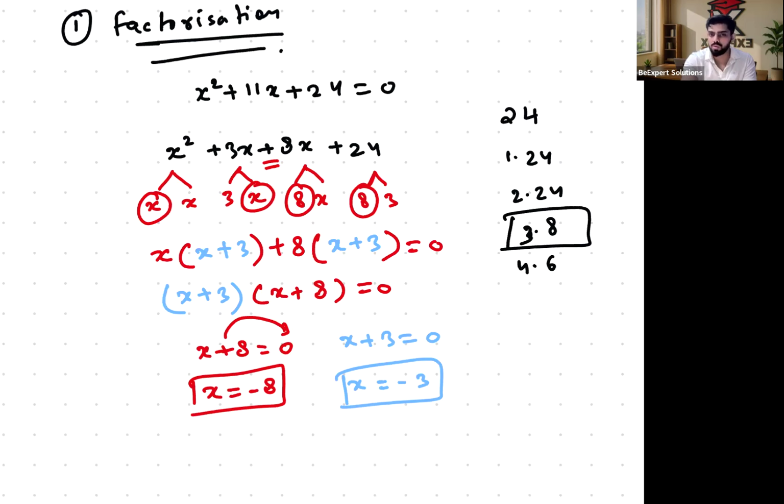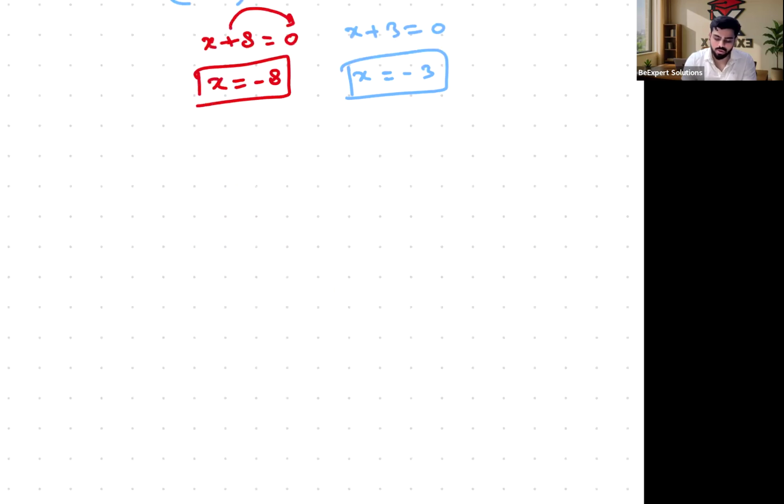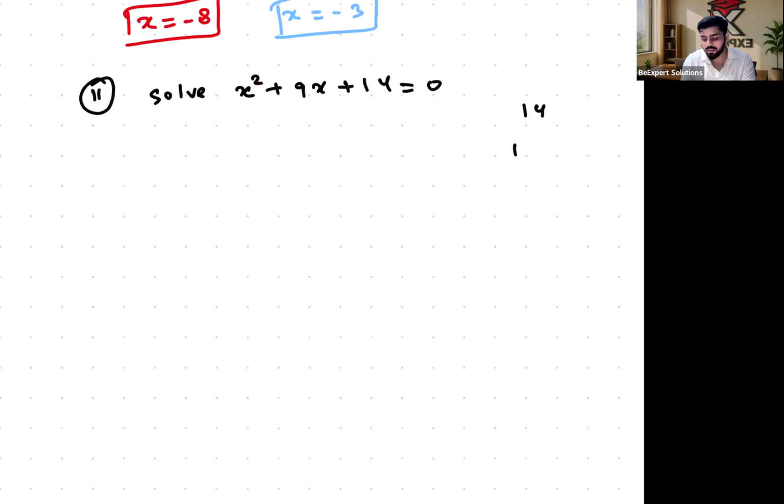Let's just do one more question, guys. You can pause and try if you want to, but let's just solve one more question. So let's say we have the second question now, which is, let's say, maybe solve x square plus 9x plus 14. Same method, guys, nothing much to do. Take 14. What are the factor pairs of 14 here if you see? 1 and 14 definitely, 2 and 7 second.